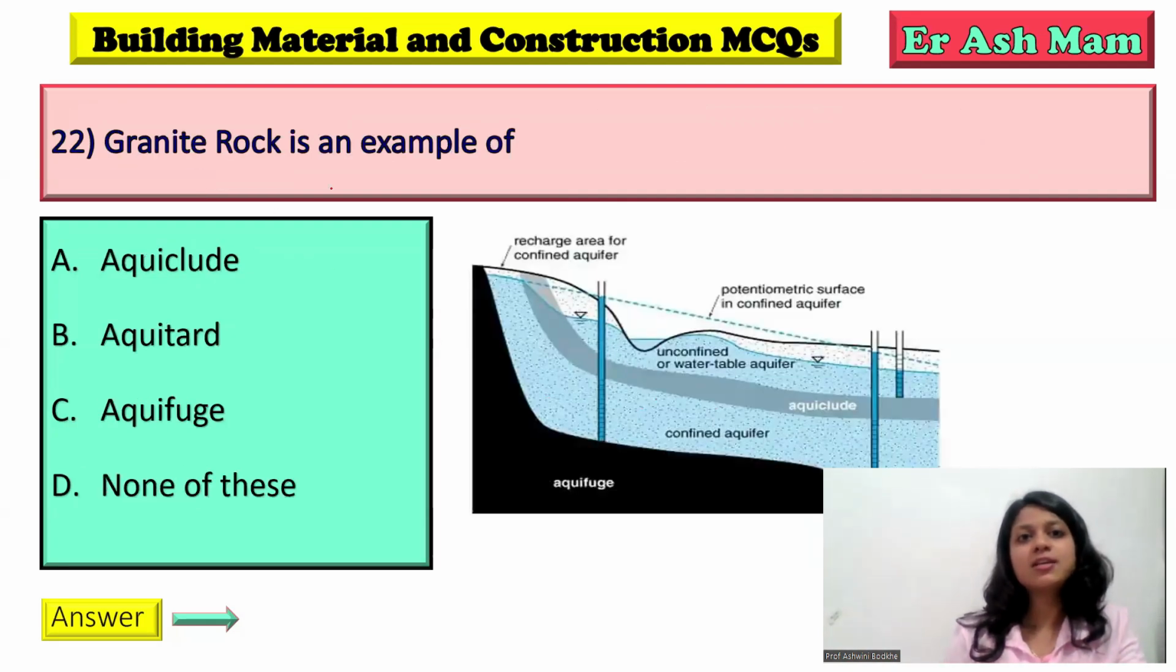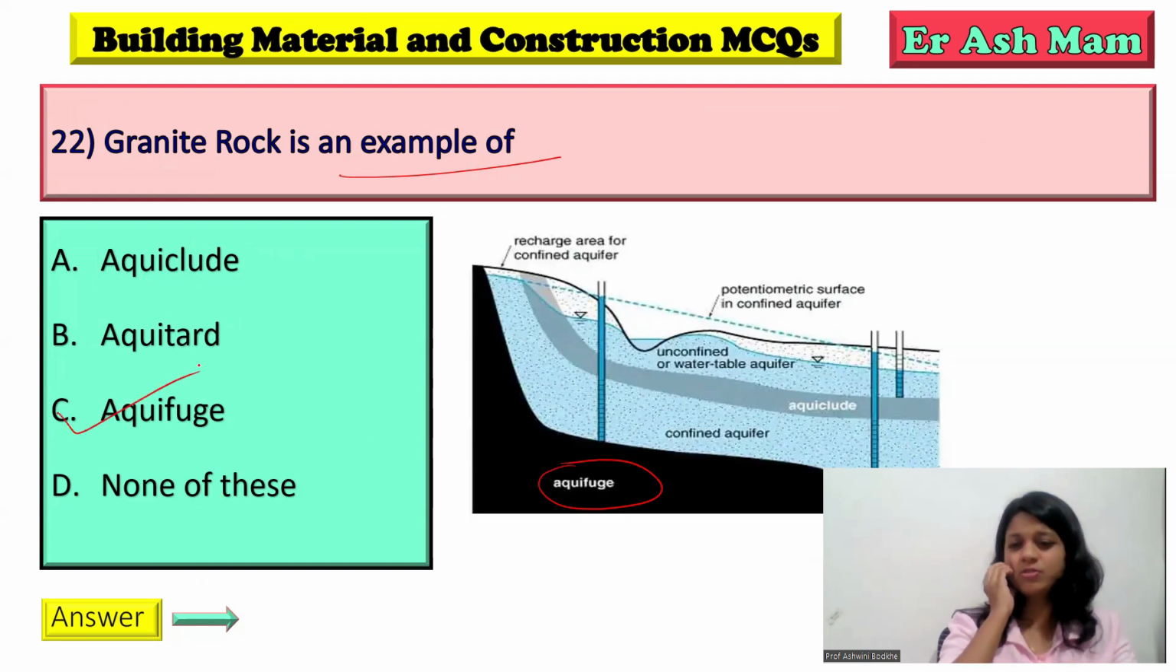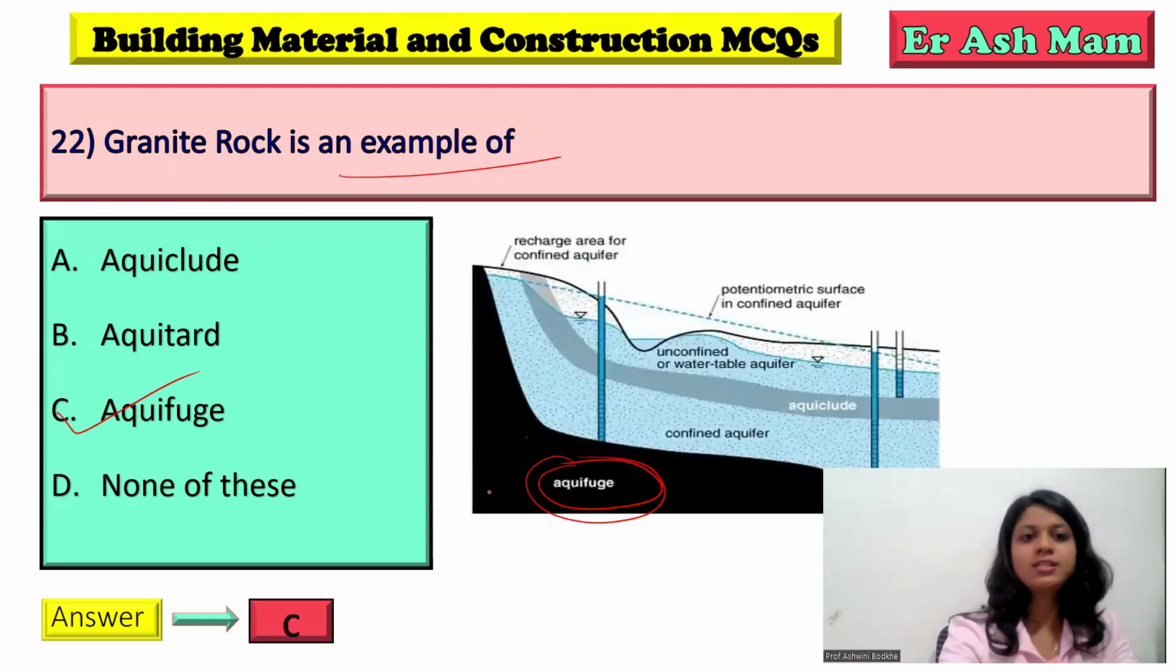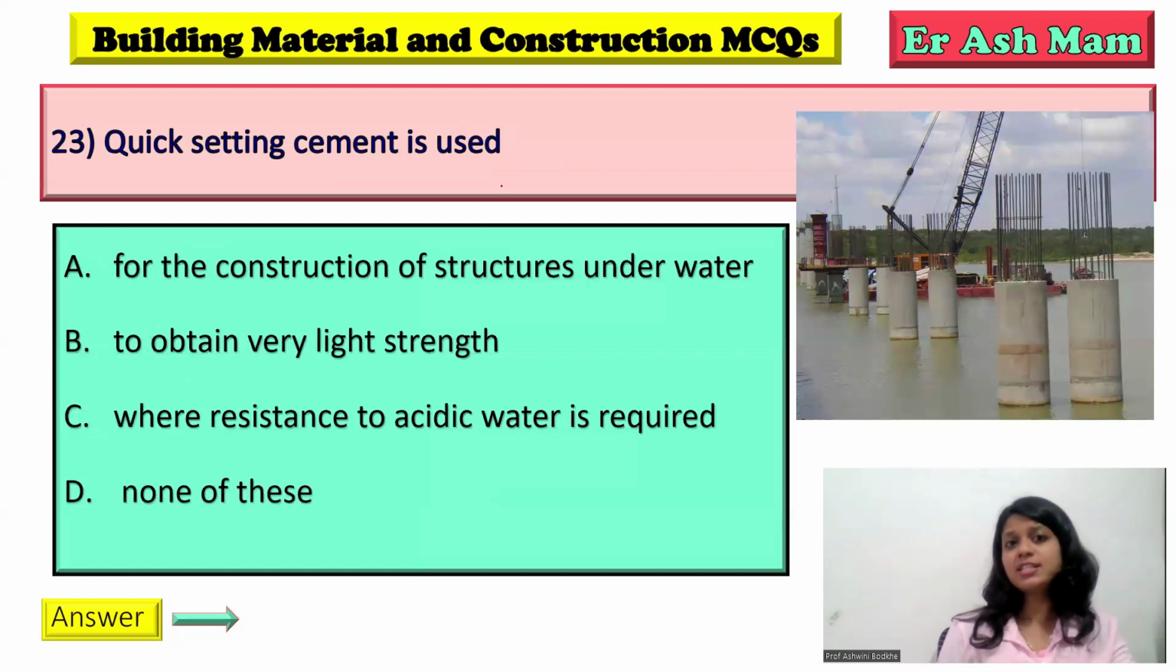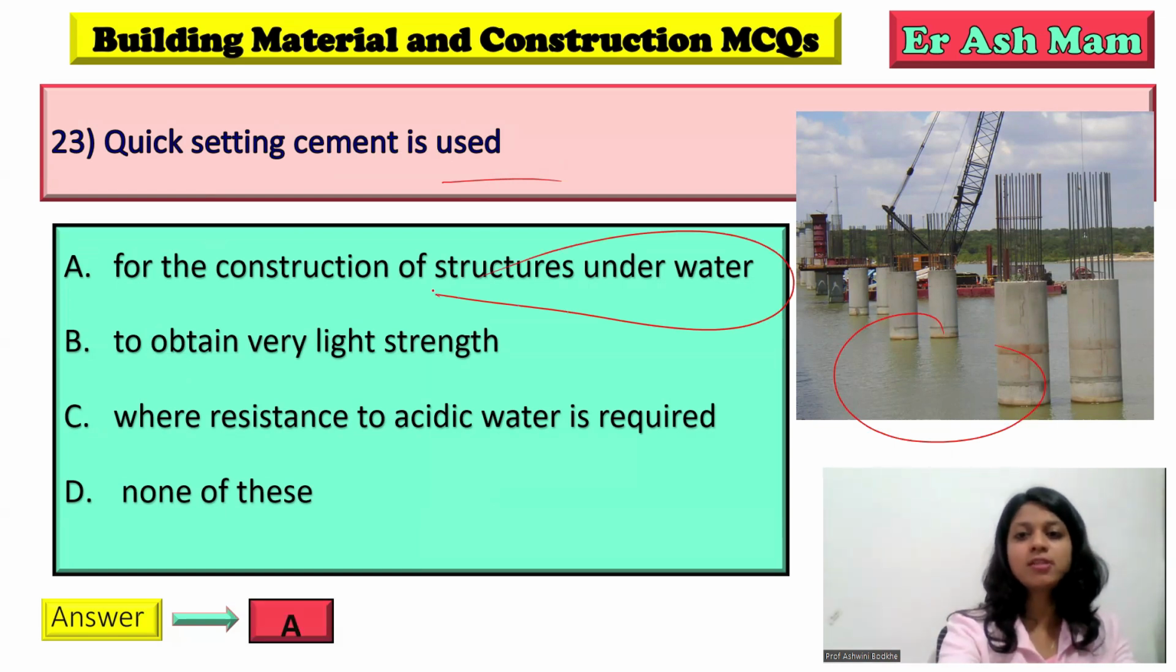Granite rock is an example of, though you will find granite rock here at aquifuge. Okay, the answer is C. So we know that there are four types: aquiclude, aquitard, aquifuge, etc. So this is called an aquifuge. Okay, or you will get granite rock here. Answer is C. Quick setting cement is used for the construction of structure underwater. Okay, so answer is A.